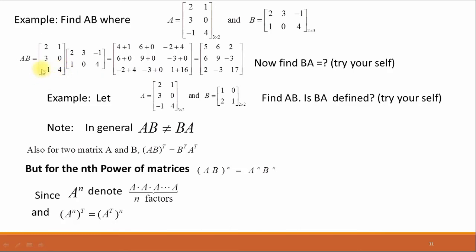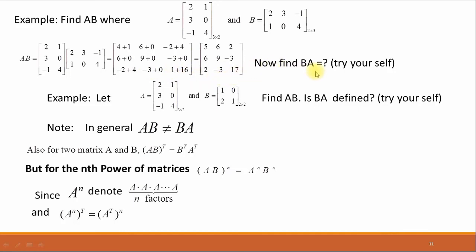Now applying this row on this last column, we get minus 1 multiplied by minus 1 is equal to 1 and 4 multiplied by 4 is equal to 16. So the result is 4 plus 1 is equal to 5, 6 plus 0 is equal to 6, minus 2 plus 4 is equal to 2, 6 plus 0 is equal to 6, 9 plus 0 is equal to 9, minus 3 plus 0 is equal to minus 3, and minus 2 plus 4 is equal to 2, minus 3 plus 0 is equal to minus 3, 1 plus 16 is equal to 17.